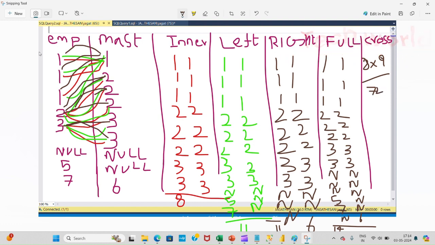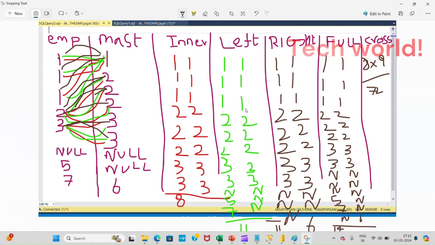So one will join with one, again with two, two, two, three, three, null, null, six. Again the next one will start: one joins with one, again two, two, two, and three, three, null, null, six. So in this way, it will cross multiply with all the records.